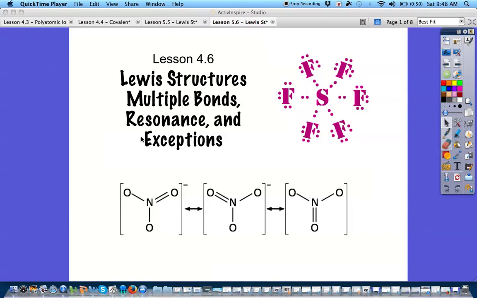So last time we talked about Lewis structures with single bonds only. Today we're going to talk about double and triple bonds, as well as resonance, which is shown here at the bottom of your screen, where the double bond is switching places, and then exceptions, where an atom can have more or less than 8 electrons.